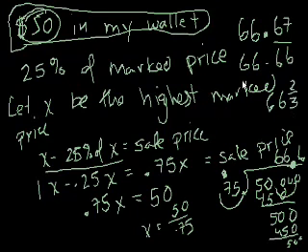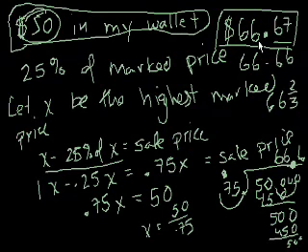But since we're working with money and we're working in dollars, we should just round to the nearest penny. So the highest marked price that I can afford is $66.67. So if I go and I see a nice pair of shoes for $55, I can afford it. If I see a nice tie for $70, I can't afford it with the $50 in my pocket. So hopefully this will not only teach you a little bit of math, but it'll help you do a little bit of shopping.